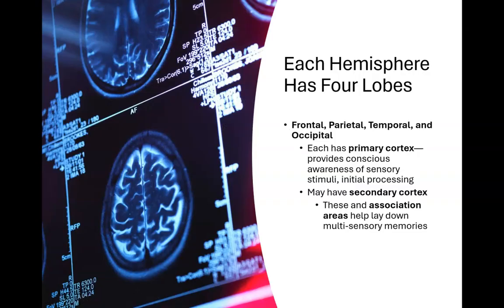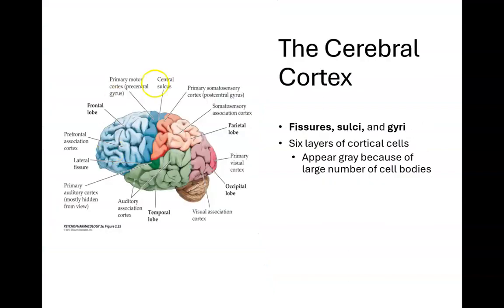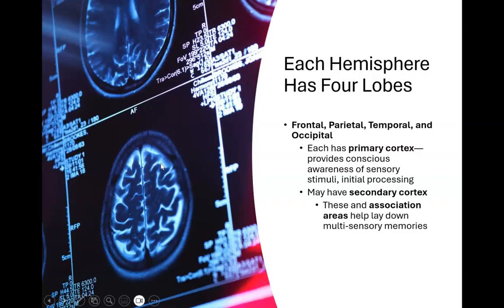Each of those hemispheres has a primary cortex, which is for providing conscious awareness of sensory stimuli, and in the case of initial processing. An exception to this is the motor cortex. The primary motor cortex is the last part of the brain that processes motor information before it's sent to the spinal cord and the muscles. For the parietal lobe, we have the primary somatosensory cortex. For the occipital lobe, we have the primary visual cortex. And for the temporal lobe, we have the primary auditory cortex.